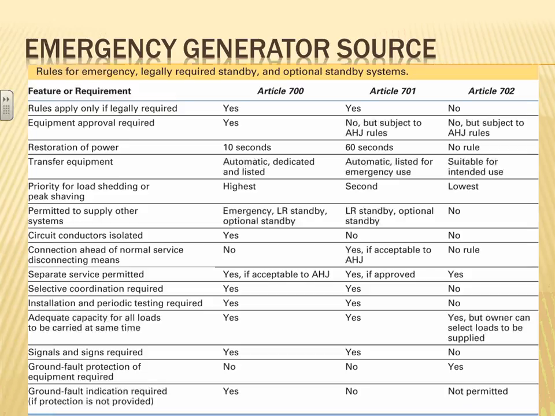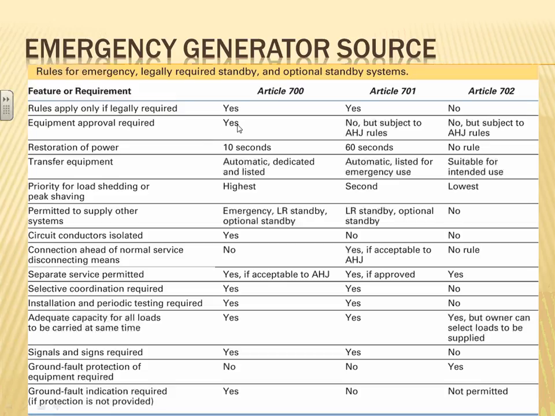Article 702 standby system. This is Chad Kearney wants to have a generator in his backyard, so if he loses the power when he finishes eating his breakfast and sipping his coffee, he can go flip the switch and turn it on. So that's standby optional. So these are the definitions of all these three. Equipment approval, I thought that's really interesting.